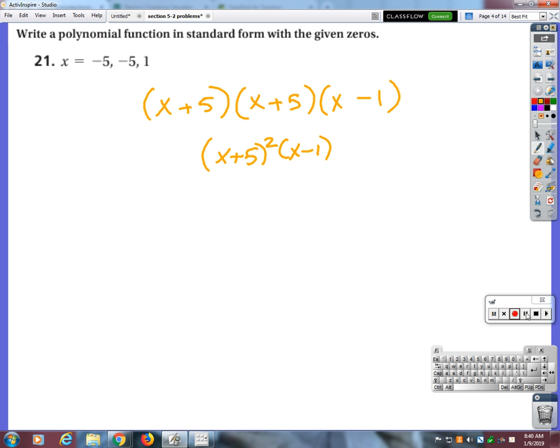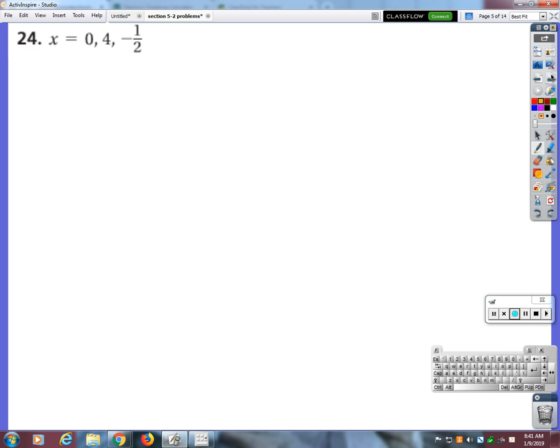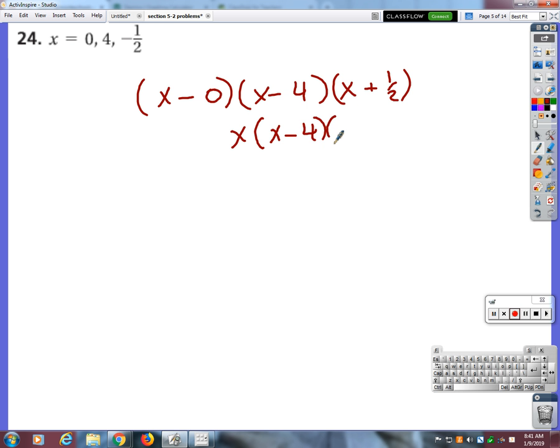All right, now I'll take those. Okay, I lied. I'm not taking your assignments yet. I'm going to do 24. All right, 24, same thing. I've got 3 zeros, so I'm going to have 3 parentheses. So x minus 0, which I don't really have to write because x minus 0 is just x, and then x minus 4, and then x plus 1/2 or 0.5. We'd rather just write the x though and do it like that. And that's it, yeah.